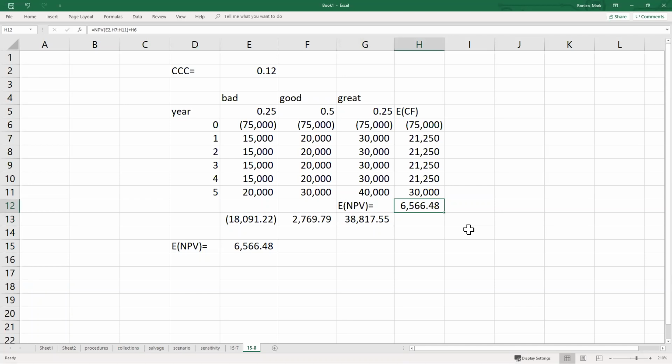So what is the project's standard deviation of the NPV? That's where we actually need these NPVs. So for standard deviation, we start with the variance. And the variance is equal to the probability times the difference between the NPV of the scenario and the overall project's NPV, squared.